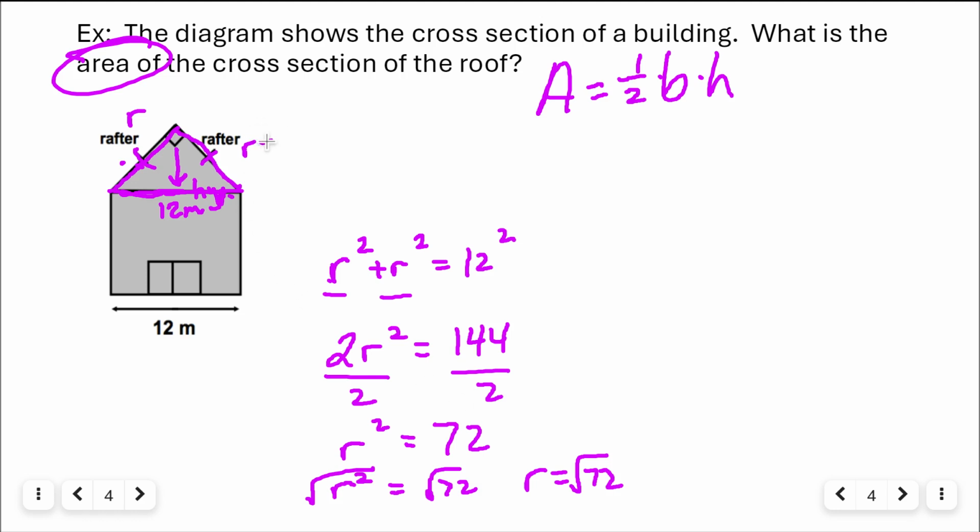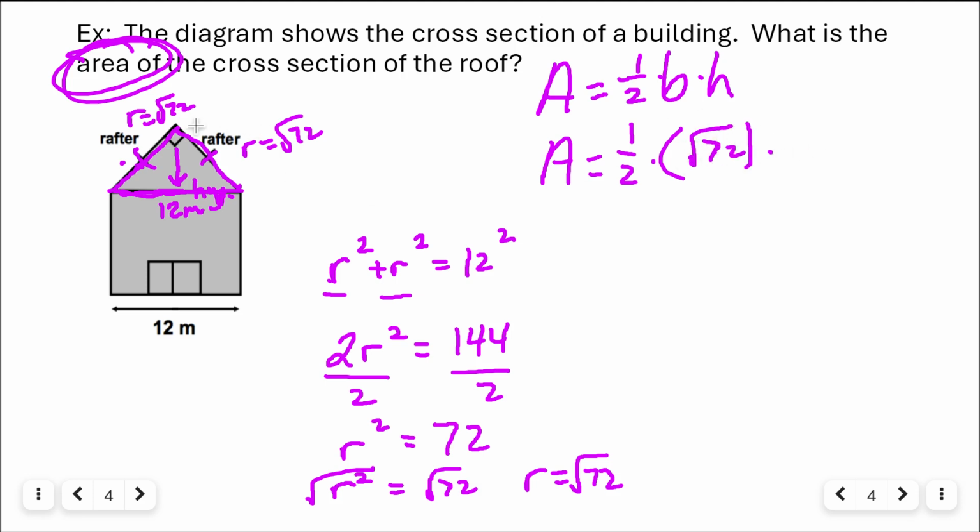Okay, so I'm going to leave it like this because I can't use a calculator. So I'm going to leave square root 72. And there's a reason why. You'll see in just a minute. But I don't want to know what R is. I want to know what the area of this triangle is. So the area formula is 1/2 the base times the height. So this one's also square root 72. So the base measures square root 72. The height also measures square root 72.